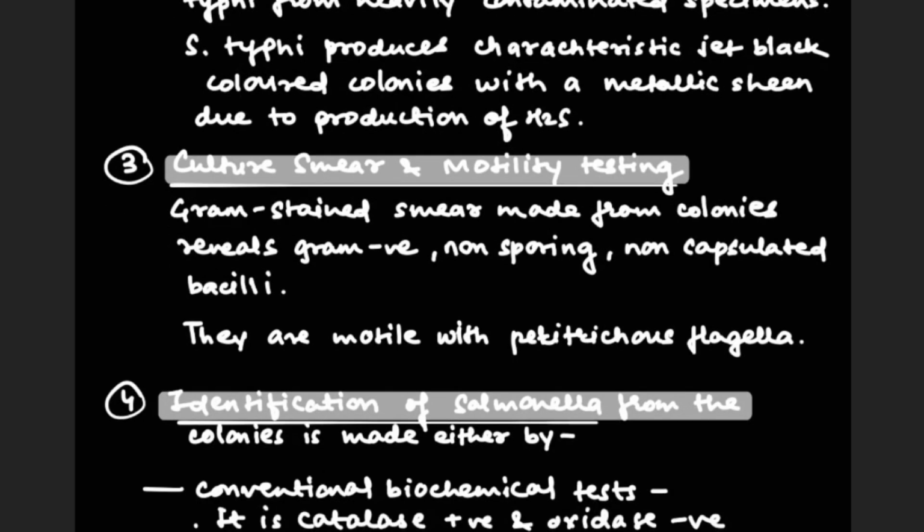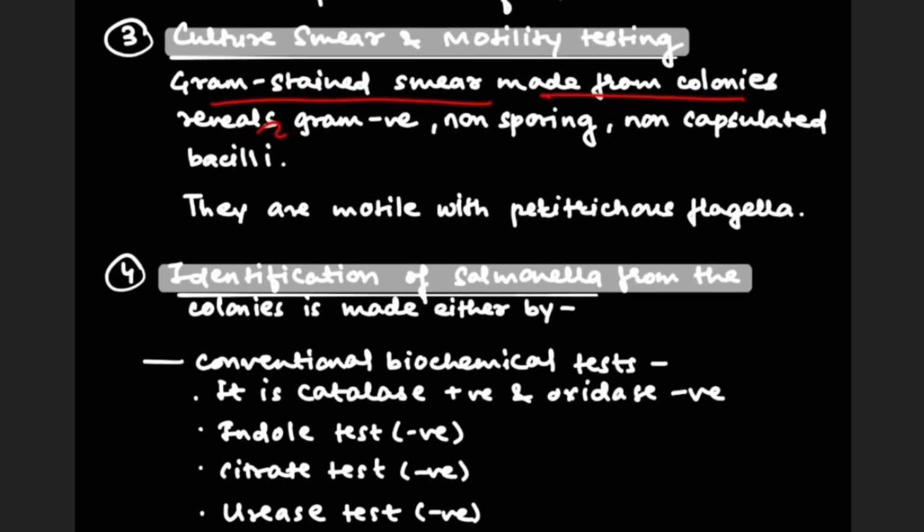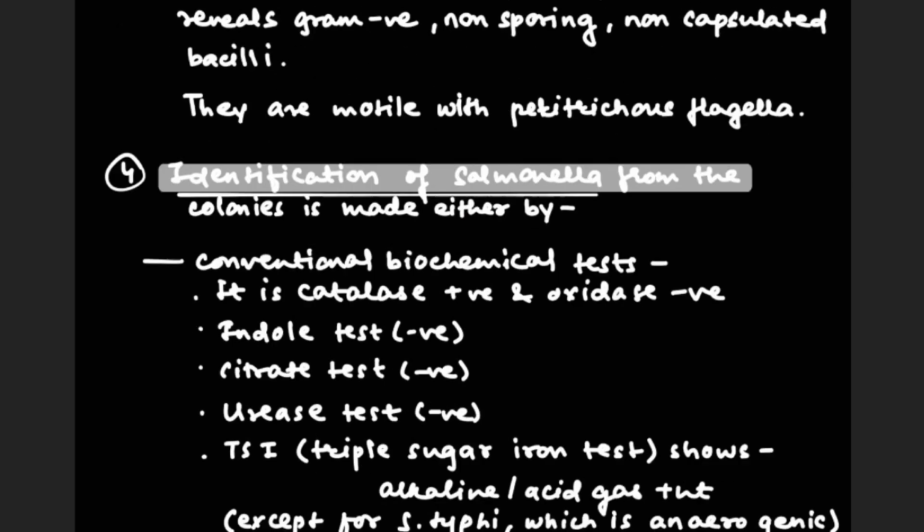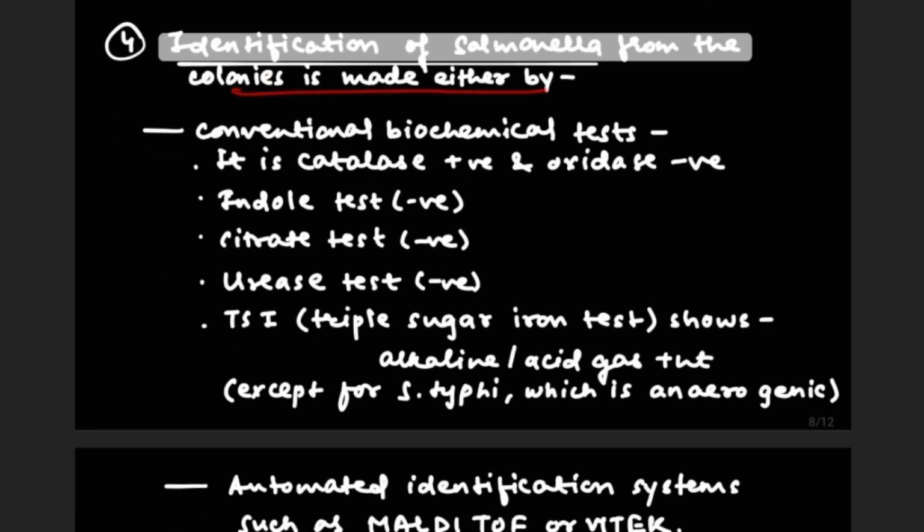Then third is culture smear and motility testing. Smear made from colonies reveals gram-negative, non-sporing, non-capsulated bacilli. They are motile with peritrichous flagella. Then fourth is identification of Salmonella from the colonies. It is made either by conventional biochemical tests or automated identification systems. So first is the conventional biochemical test. It is catalase positive and oxidase negative.